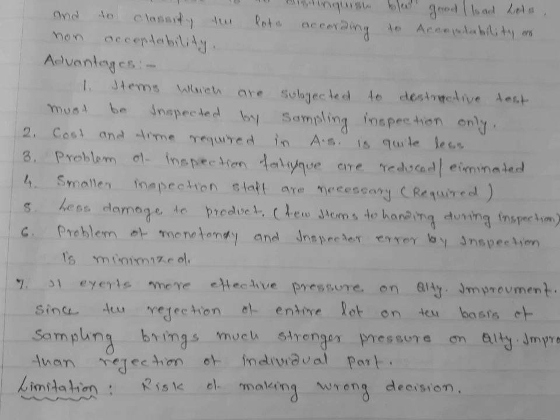The basic objective of taking the sample is that during a particular period of time, when we select a lot and inspect it thoroughly, we analyze whether the complete lot is bad or good, and classify the lot according to acceptability or non-acceptability. The advantage of acceptance sampling: the items which are subjected to destructive tests must be inspected by sampling inspection only.